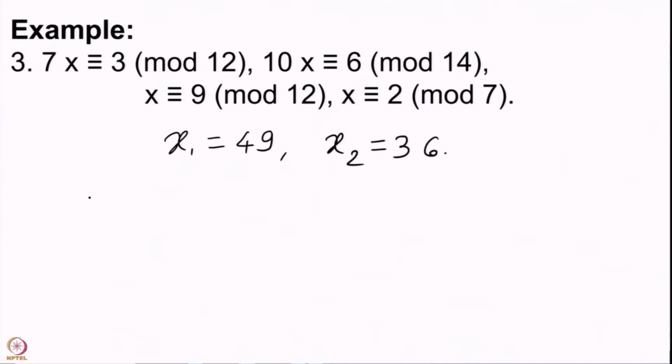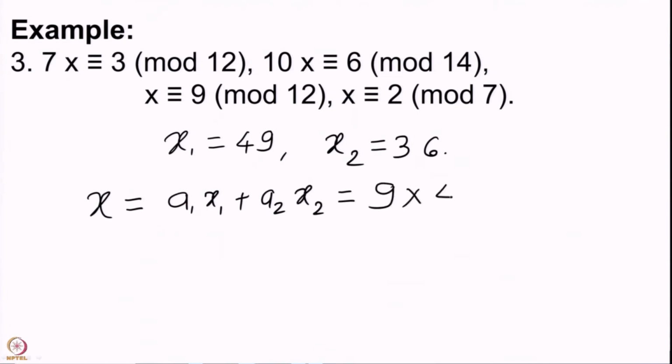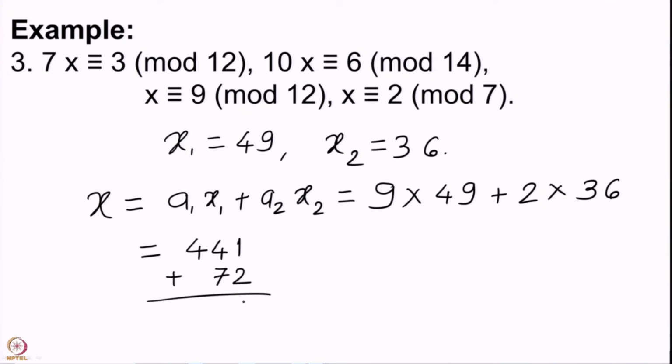And then to solve the general equation, we should take A1 x1 plus A2 x2. So A1 is 9, we should look at 9 into 49 plus 2 into 36. So 9 into 49 is 490 minus 49. So 490 minus 50 is 440, add 1, we get 441, and then we add 72, which is 36 into 2. So we get 513.